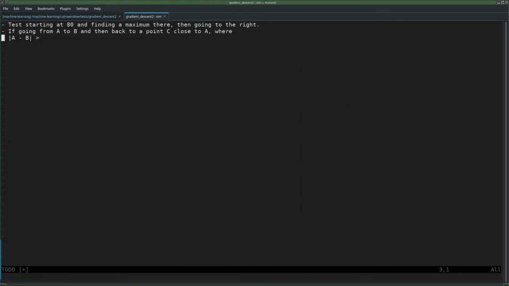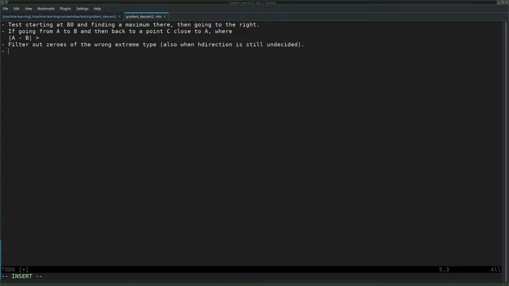Yeah, and another thing that is really irritating: filter out the zeros of the wrong stream type. So when, I don't know, H direction is still undecided, it just irritates me.